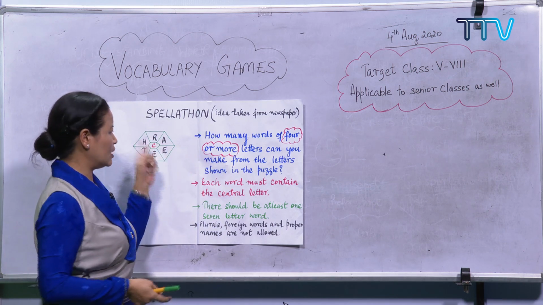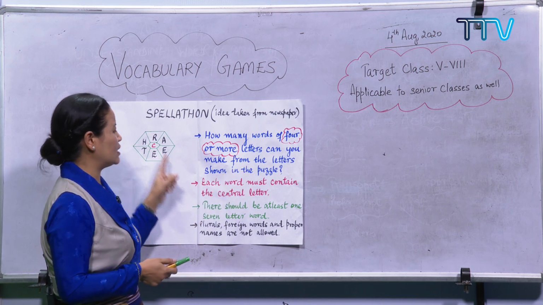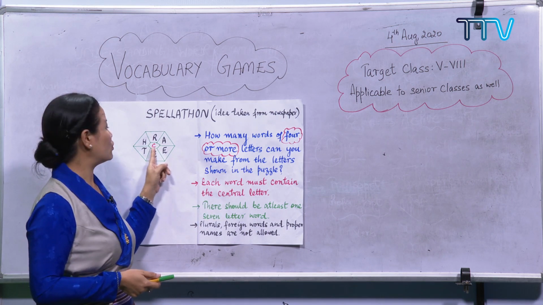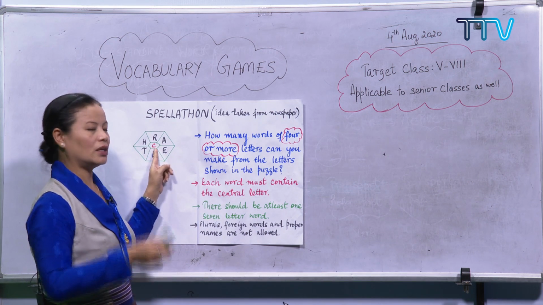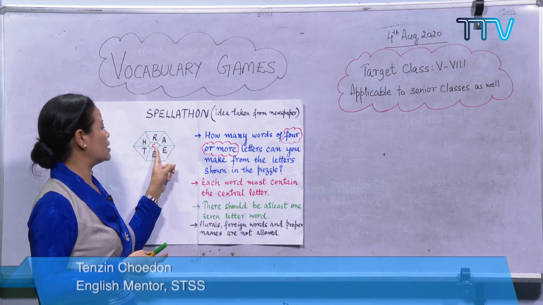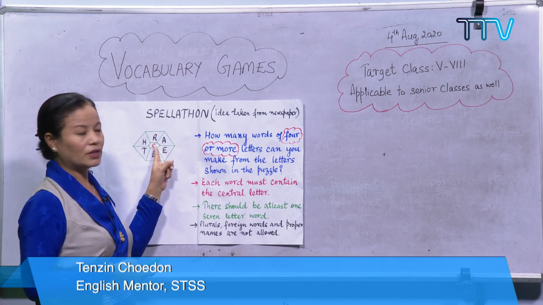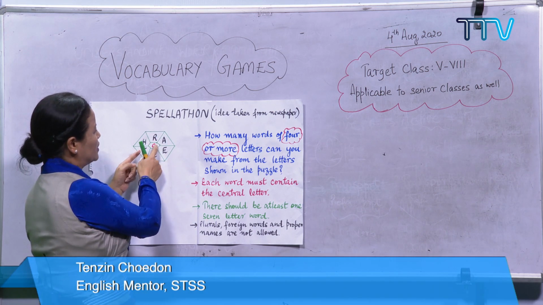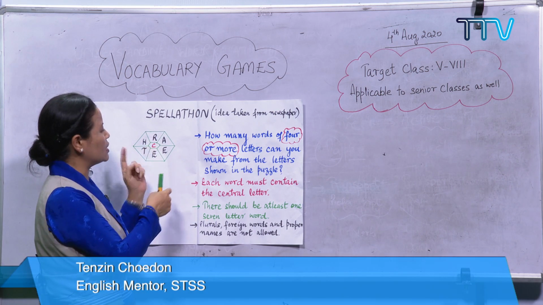Okay, and another rule is each word must contain the central letter. You cannot skip the central letter. Each word that you are going to create or develop from these letters must contain the central letter. Is it visible? I have C here. Okay, the central letter is C.